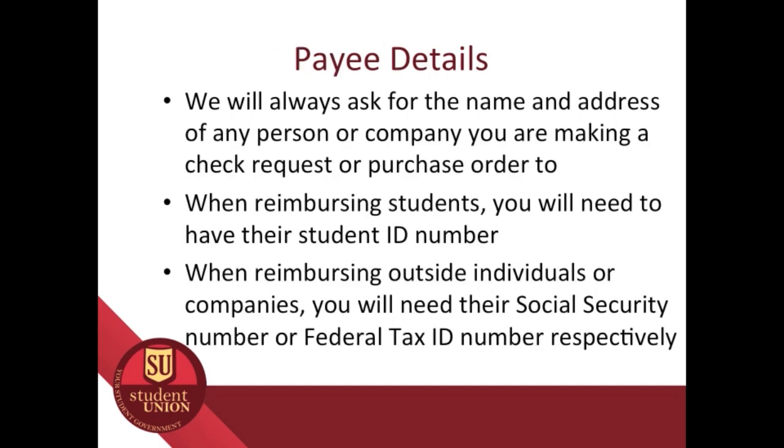Step 4. Fill out the payee details. You'll need the name and address of whoever you are making the check request or purchase order to. If you're paying or reimbursing a fellow student, you'll need their student ID number. If you're requesting payment to an outside individual or company, you'll need their Social Security number or their federal tax ID number. The only exception is when you're requesting payment to a company your group or the university has done business with in the past. For those, we'll have the tax ID number on file. If you're not sure, check the frequently used company lists on the SU website or check with a business coordinator.